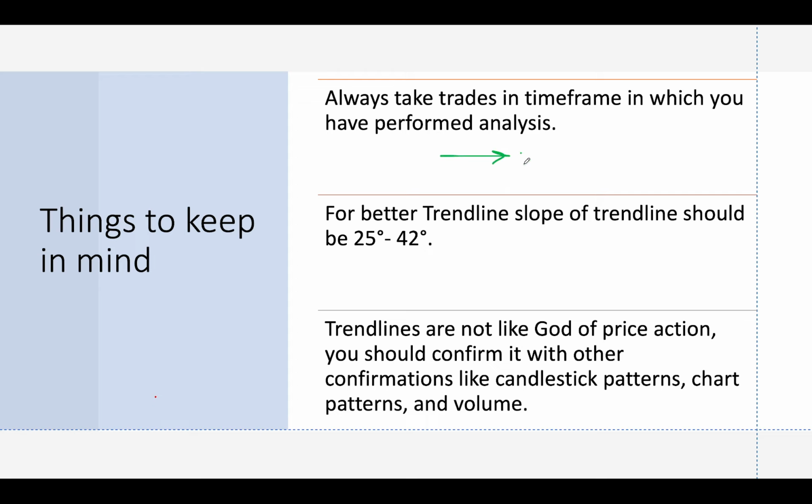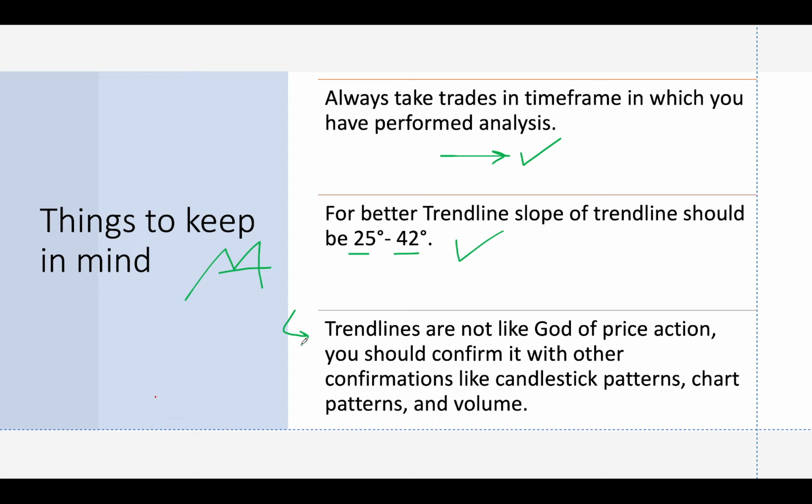We already discussed that one, right? And the slope of the trend line should be 25 to 42 degrees, because if the trend line is very steep, we will not be able to make nice patterns. Price action patterns will not be able to form there. This is the last point.